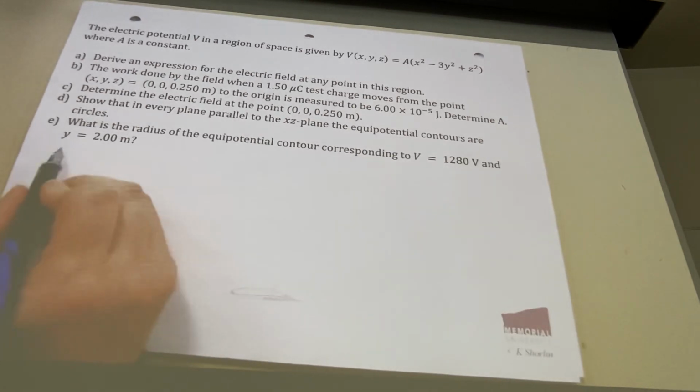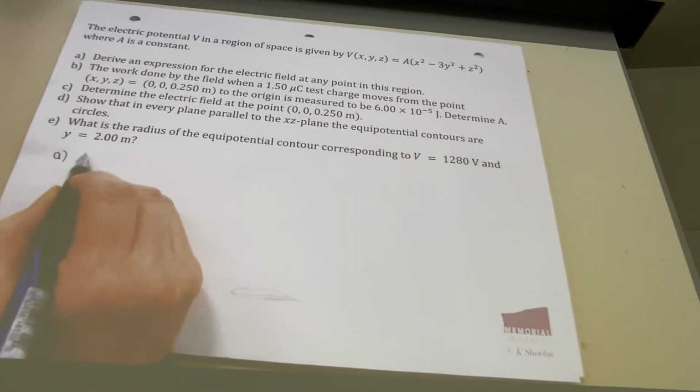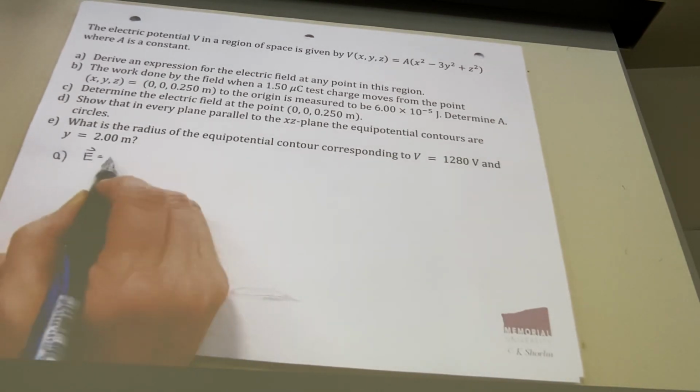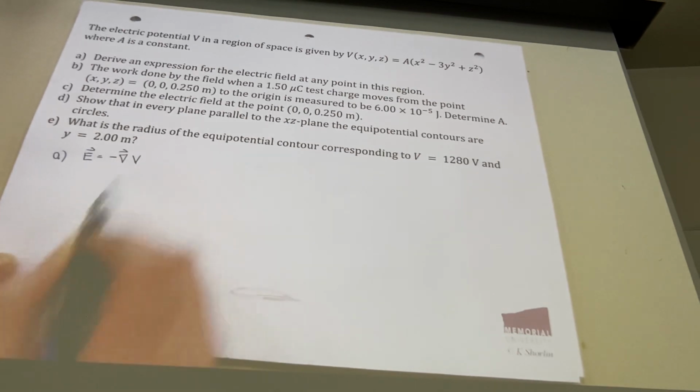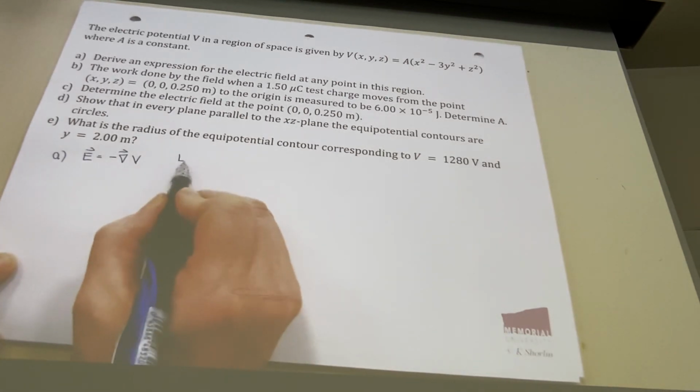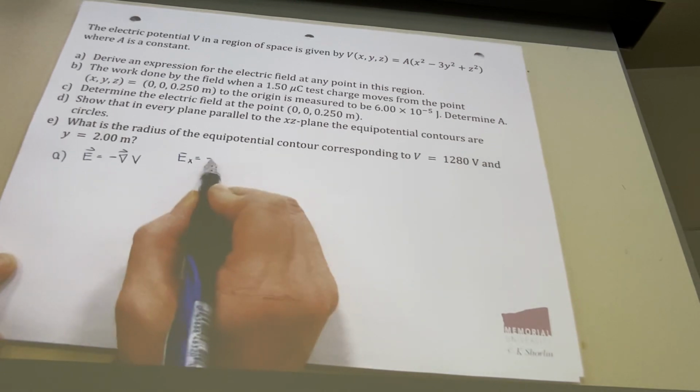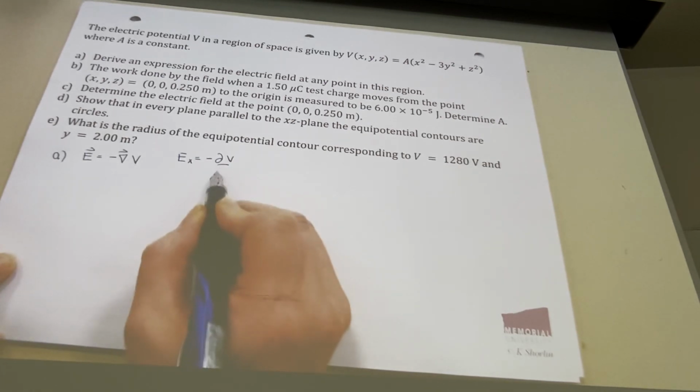So part A, here's where we remember we have to take the derivatives. The electric field is the change in potential with respect to space. So our x component of electric field is minus the derivative of potential with respect to x.